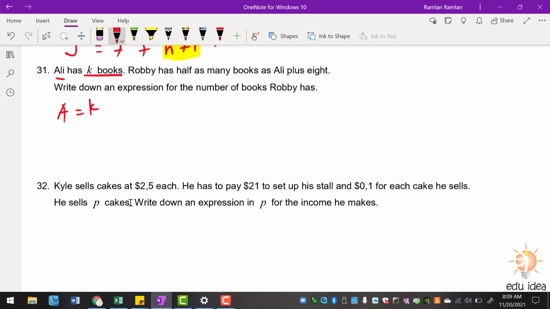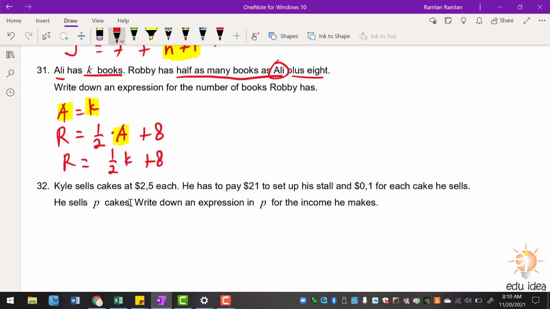And then the second sentence: Robbie, let's write Robbie as R, has half as many books as Ali, right? Half means multiply by 1/2. Half times A, as many as Ali, plus that with A. Write down an expression for the number of books Robbie has. So actually, we're done here, but because we know that we can substitute the A with K, the A is a K, so we can write that down as K. So R equals half of K plus A, and we're done.